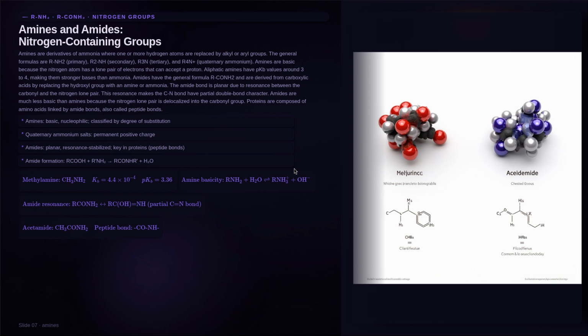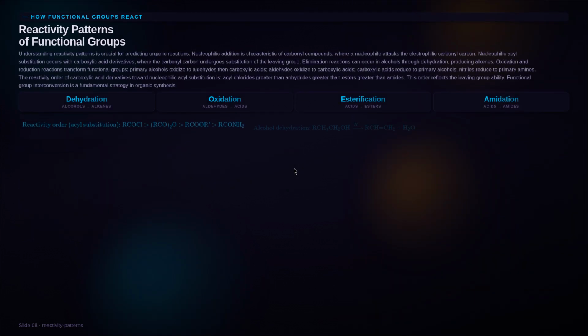Amides are much less basic than amines because the nitrogen lone pair is delocalized into the carbonyl group. Proteins are composed of amino acids linked by amide bonds, also called peptide bonds.